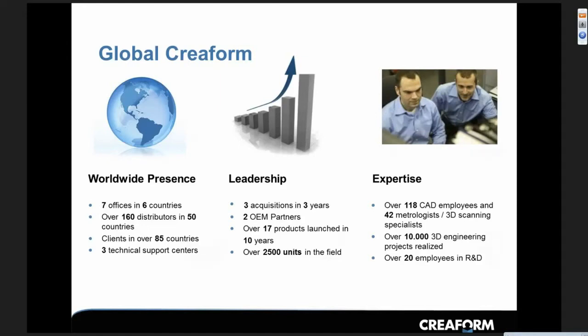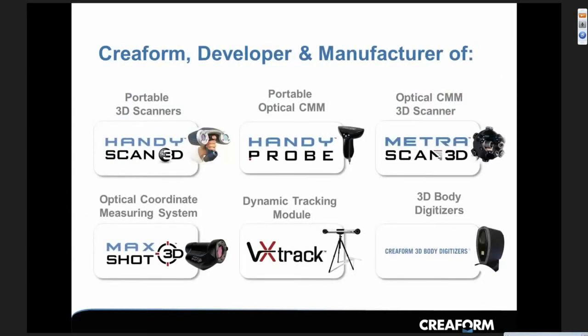Creaform develops and manufactures scanners, scanning hardware actually, portable 3D scanners like the HandyScan 3D, or portable optical CMMs like the HandyProbe, which we will use in the demonstration of ISO Verifier, and optical CMM 3D scanners like the Metrascan, which can be tracked in space, and optical coordinate measuring systems like MaxShot 3D, and the actual tracker, the dynamic tracking module VxTrack, which is used to track the HandyProbe and scanner, and 3D body digitizers.